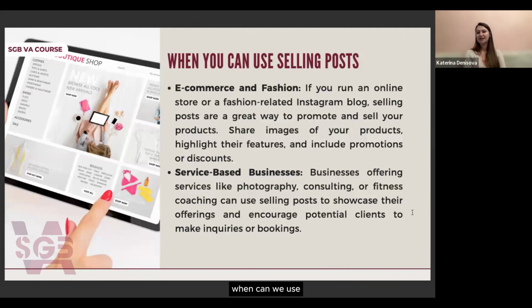When can we use selling posts? When we are talking about electronic commerce and fashion, if you run an online store or a fashion-related Instagram blog, selling posts are a great way to promote and sell your products. Share images of your products, highlight their features, and include promotions or discounts. I would say that it's better to mix selling posts with entertaining posts or informational posts. It would uplift your sales a little bit.